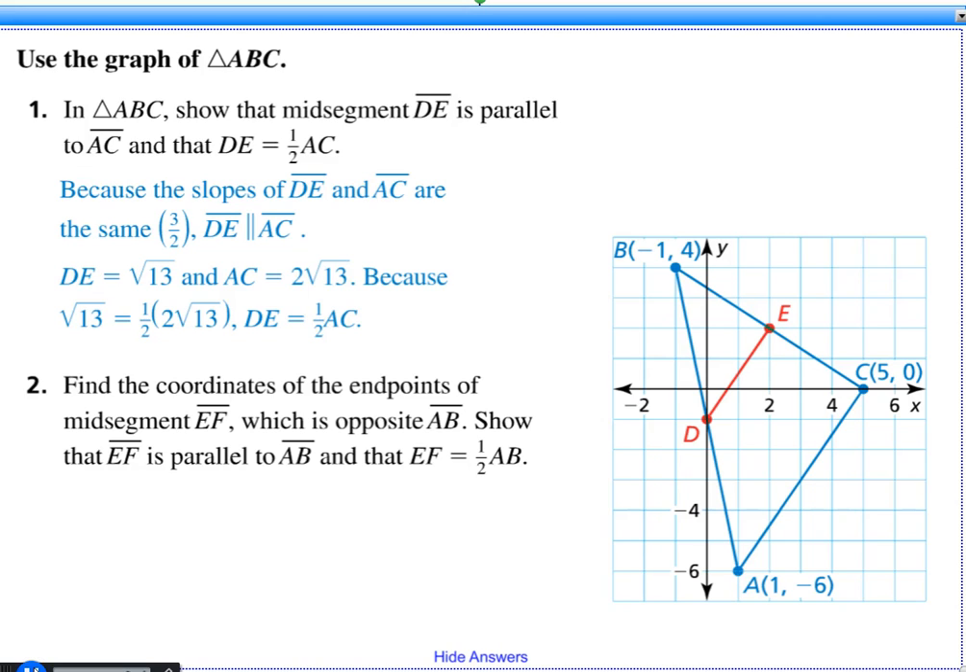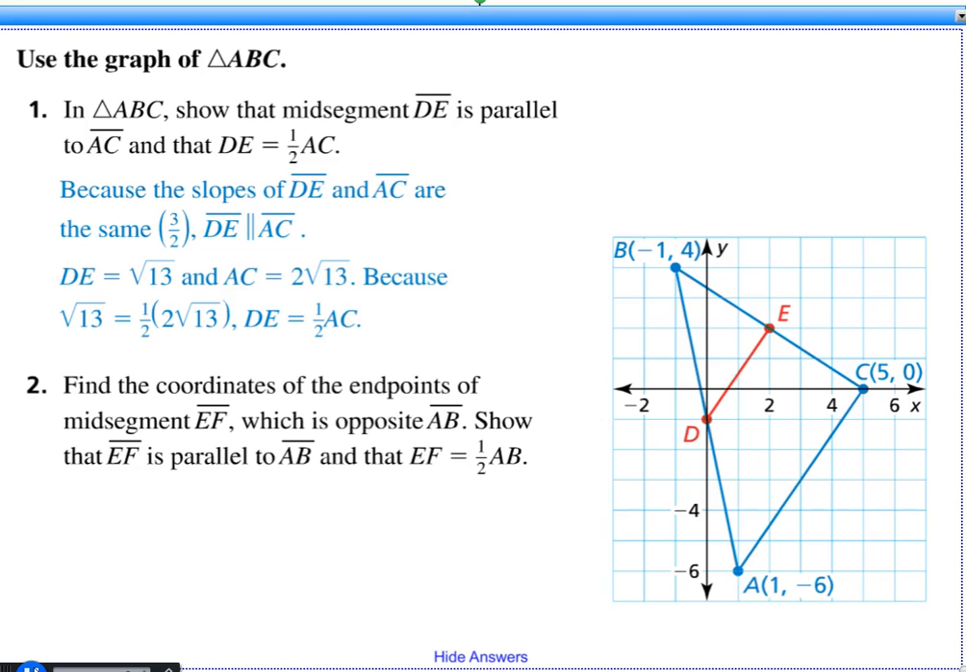So hopefully you saw that the slopes of DE and AC are both 3/2, so they are parallel, and that DE is the square root of 17, that's its length, and AC is 2 times the square root of 13. And so AC is obviously twice DE, which means DE is equal to half as much as AC.